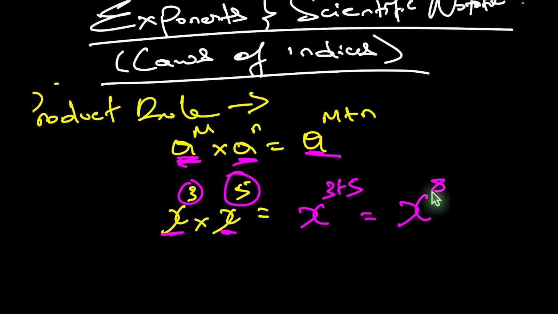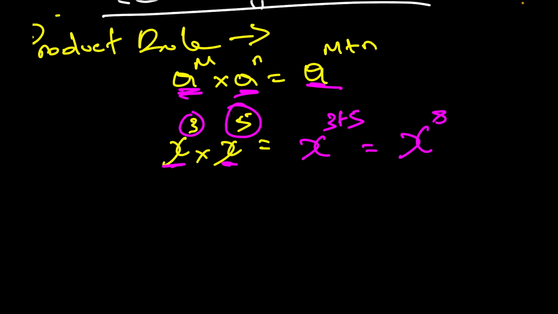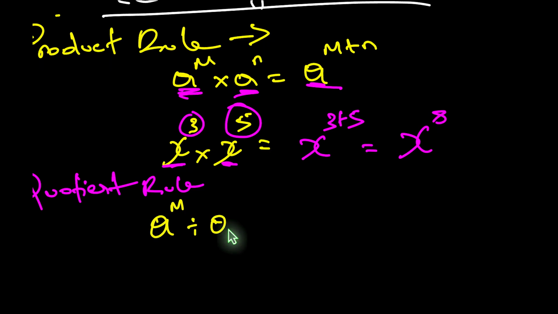So that's the product rule. Now, the next one is when we're dividing, and that one is the quotient. So that's a quotient rule. And it's kind of similar. So let's say we have a to the power of m divided by a to the power of n. All we have to do here in this instance is to subtract the powers.